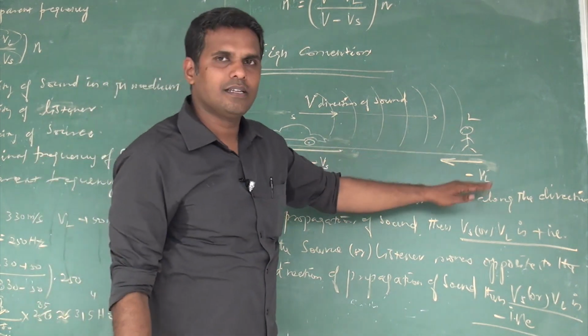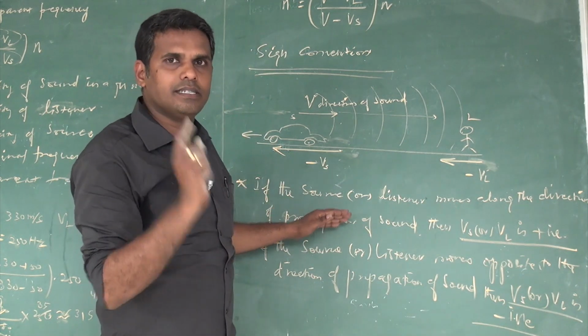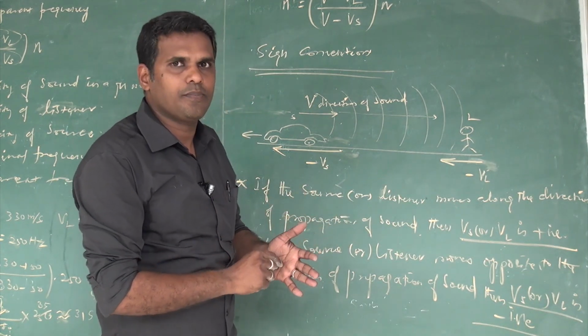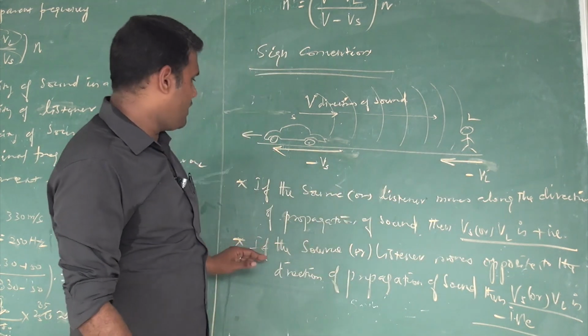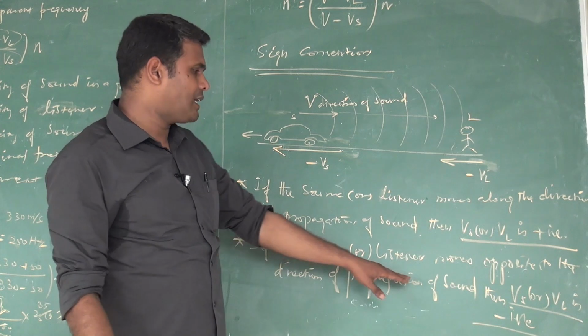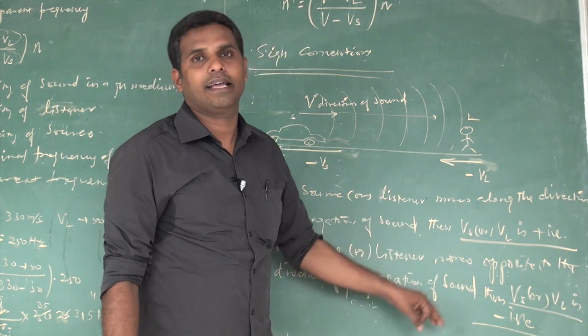If the source and the listener move along the direction of propagation of sound waves, then the velocity of source and the velocity of listener are taken positive. If the source or listener moves opposite to the direction of propagation of sound waves, then the velocity of source and velocity of listener are negative.